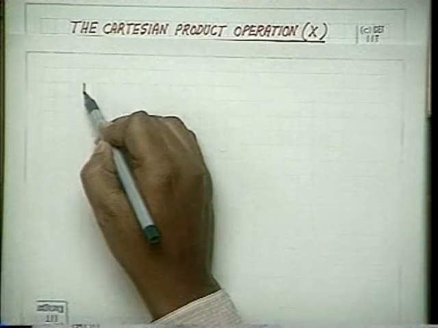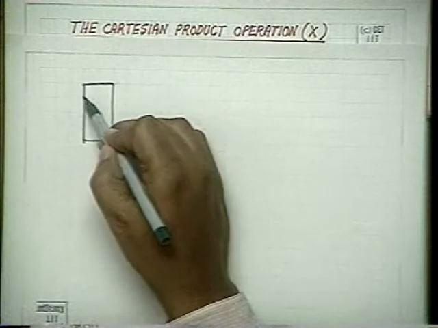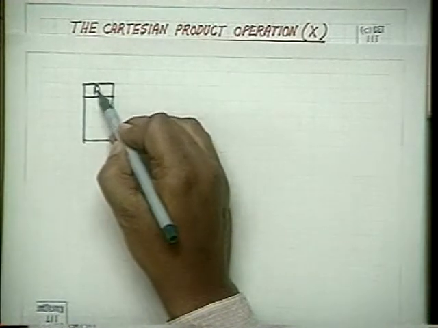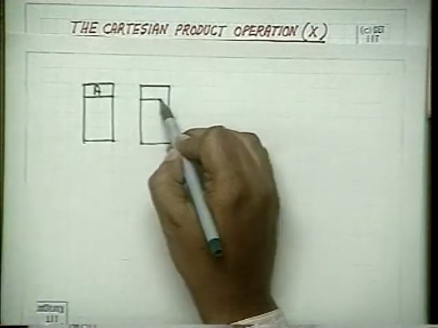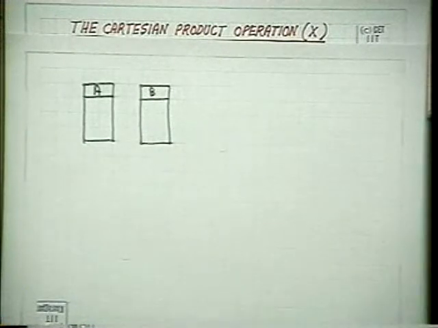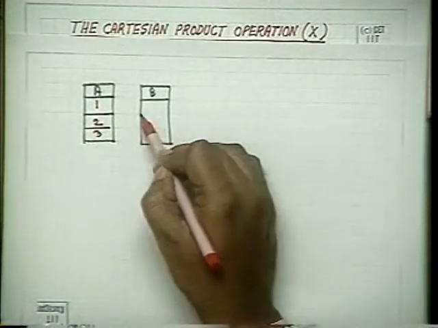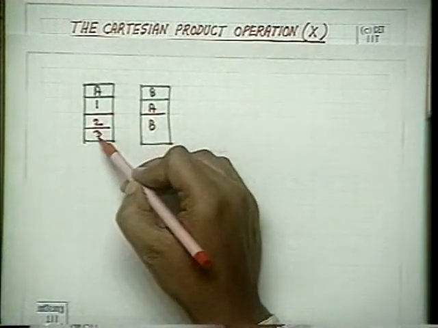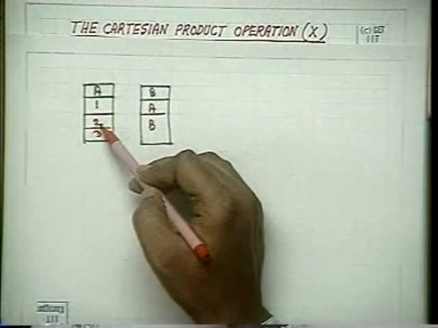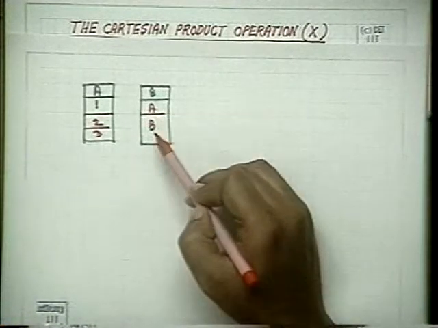Let us have two relations. One has got attribute A, another has got attribute B, and let the values which are available be: let this have three tuples, one with value 1, one with value 2, and one with value 3, and let this have two tuples, one with value a and one with value b.